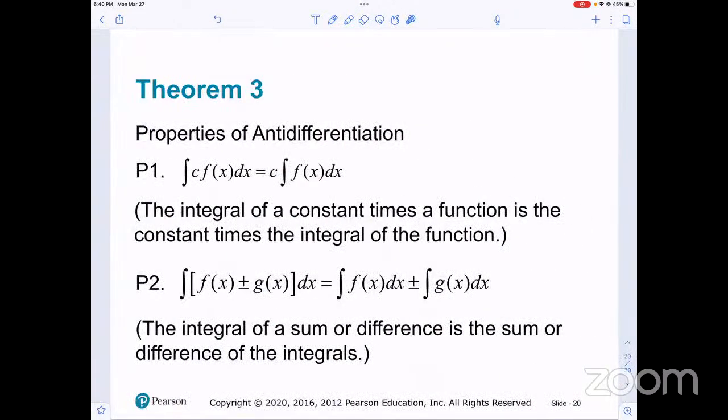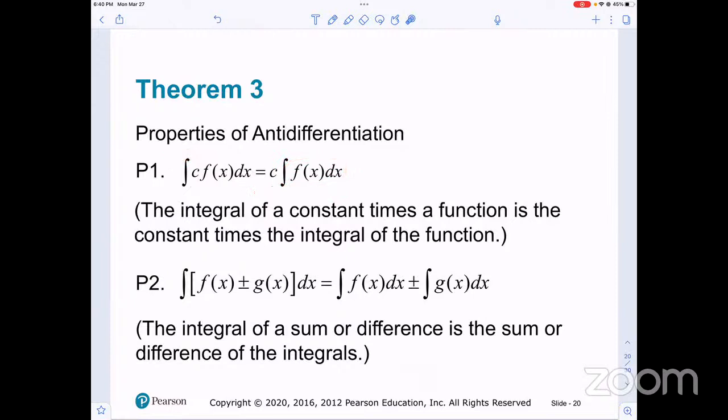So theorem 3. We have these properties of antidifferentiation. Property 1: the integral of a constant times your function, dx, is the constant times the integral. In other words, the integral of a constant times the function is the constant times the integral, right? So when you integrate, if you've got a constant in there like that, you can just move it to the front. That way you have less that you're trying to manipulate while you integrate.